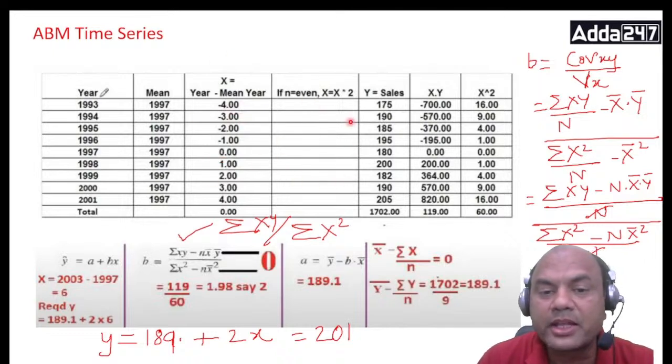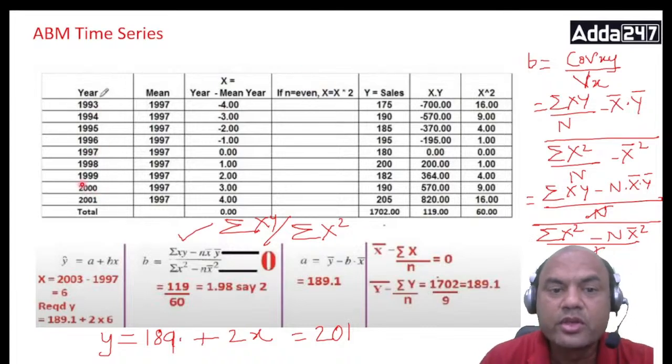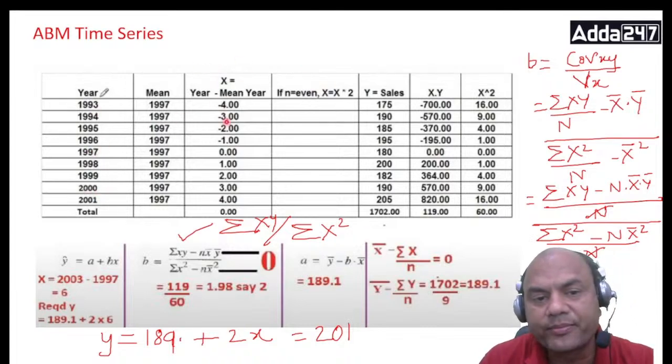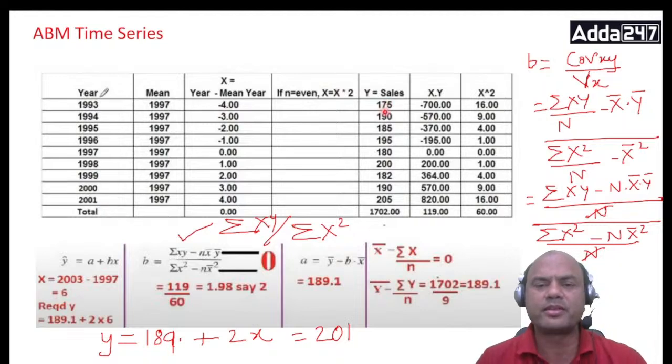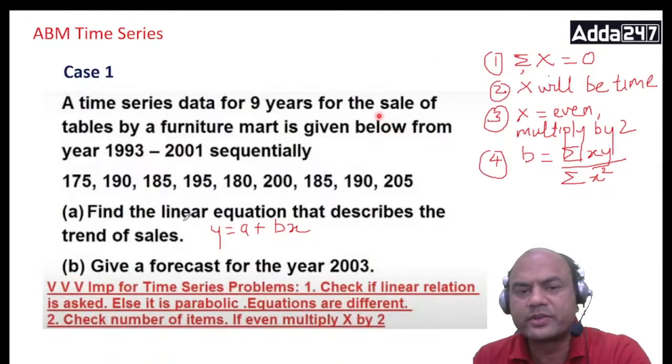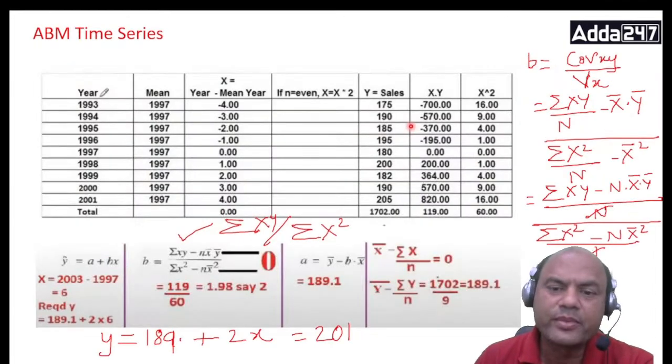Now should I multiply this by 2? No. N is even? No. N is odd because it's 9 years. So this is my final x. This is what I have got as my final x. Now y? Y is whatever is given. Write the same: 175, 190. This is given over here. See this: 175, 190, 185, and so on. Just write them. Do the total of this y.